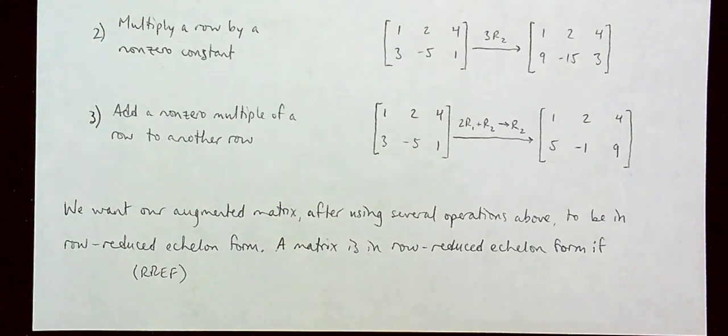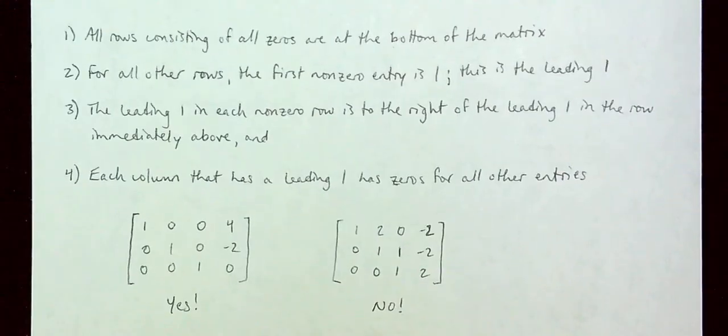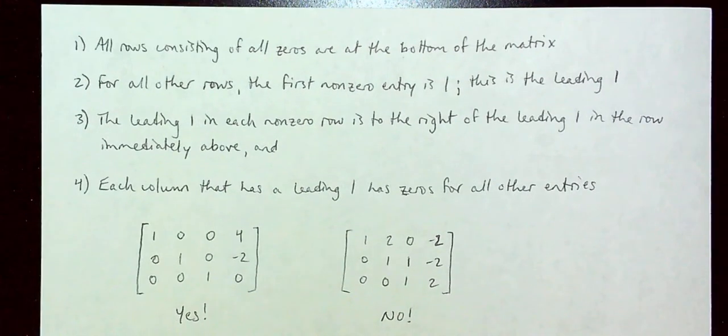A matrix is in row reduced echelon form if four things are happening. First thing, all rows consisting of all zeros are at the bottom of the matrix. They are the last rows in your matrix. For all other rows, the first non-zero entry in the row is 1. And this 1 is called the leading one.